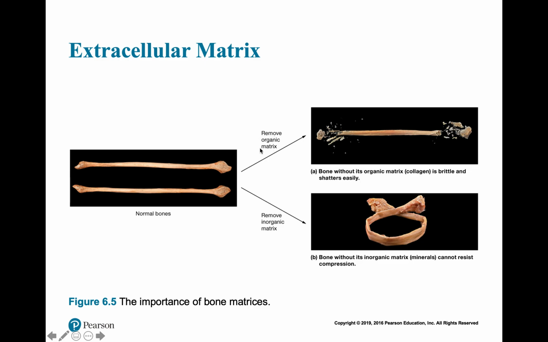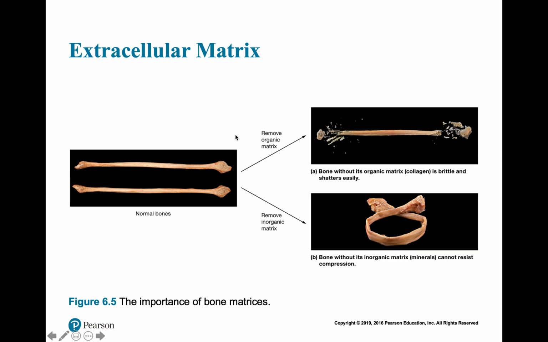Whereas if you were to remove the organic matrix, so all the collagen in the osteoid, but just keep the inorganic part. So remember, the inorganic part is the calcium phosphate crystals. It makes the bone very hard. Well, if all you have left are the calcium phosphate crystals, then the bone is hard, but it can also shatter quite easily, right? So it makes it brittle. It's hard, but brittle and shatters easily.